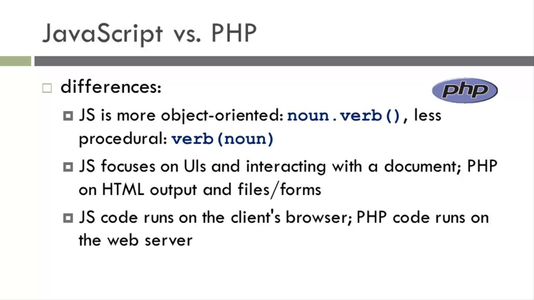JavaScript focuses on the UI and interaction with the document. PHP is used to build HTML documents and respond to user interaction as it relates to the server. For instance, when a user uploads a file or fills out a form, and that information needs to be stored on the server. JavaScript runs entirely in the client's web browser, whereas PHP code runs entirely on the web server.